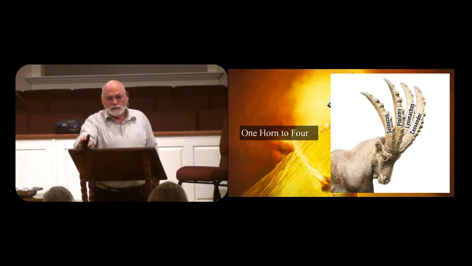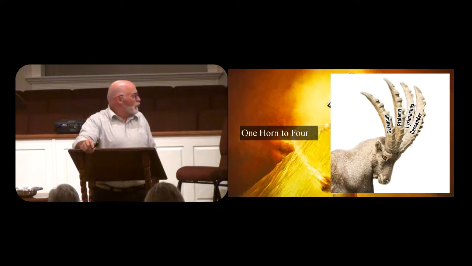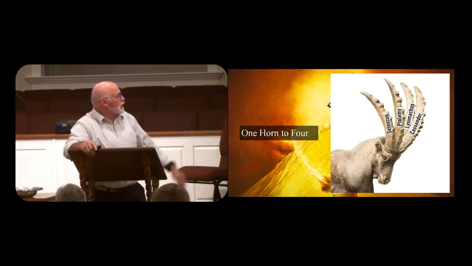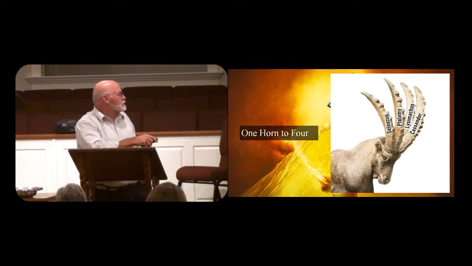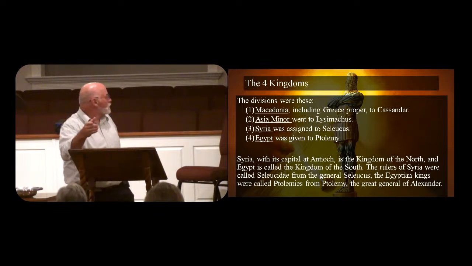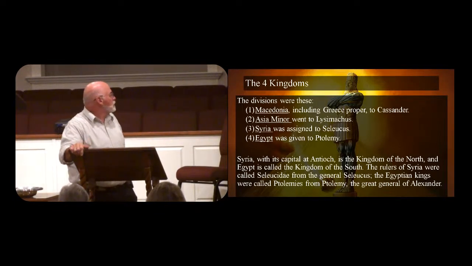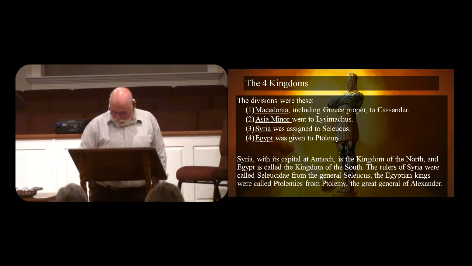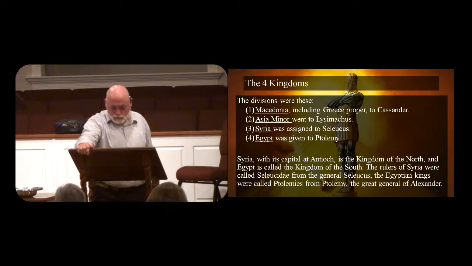So Alexander the Great dies at 33, 34 years old, quite young, after an all-night drinking party. And his 4 generals then take over his kingdom. And from that point until the Roman Empire, there are 4 major kingdoms ruling throughout the Mediterranean region. Those are the names of the generals, and the only one that really has much to do with us is the Seleucid kingdom. But here's the list of those that are on your paper. Macedonia went to Cassander. Asia Minor went to Lysimachus. Syria went to Seleucus. And Egypt went to Ptolemy.